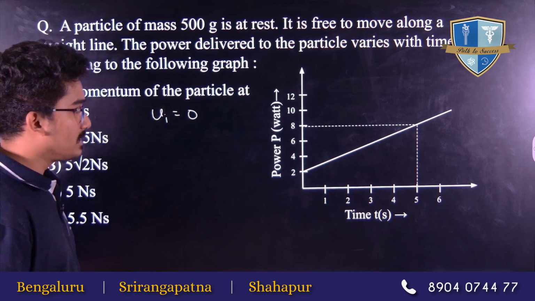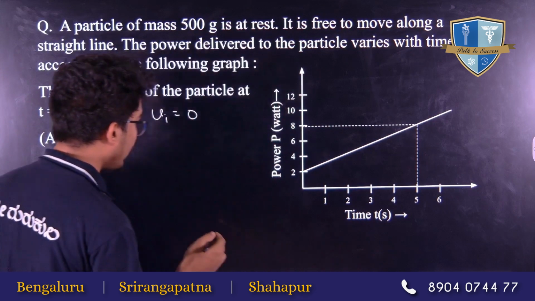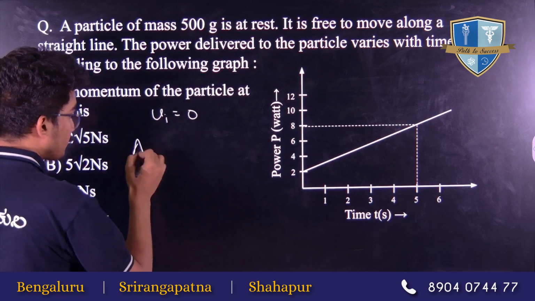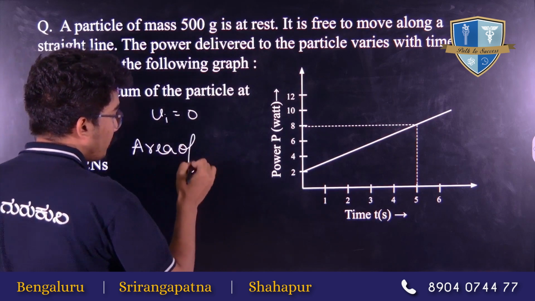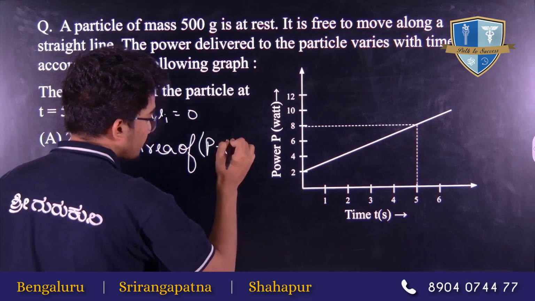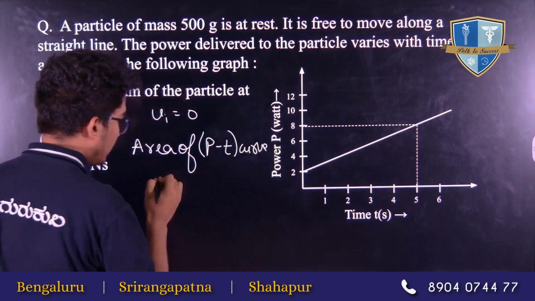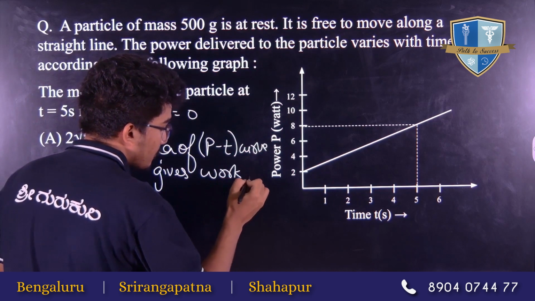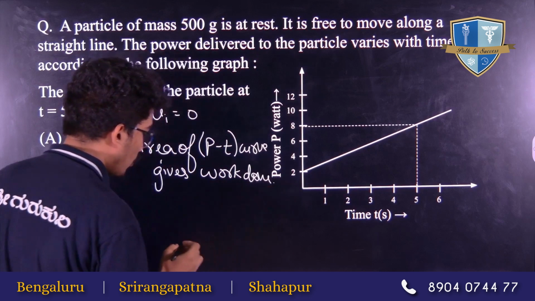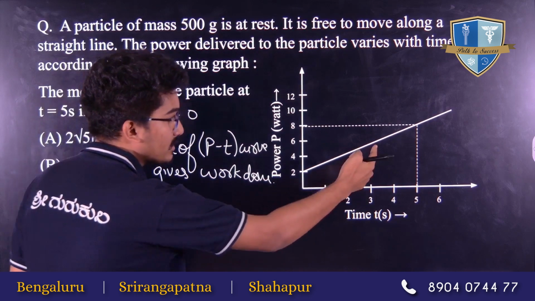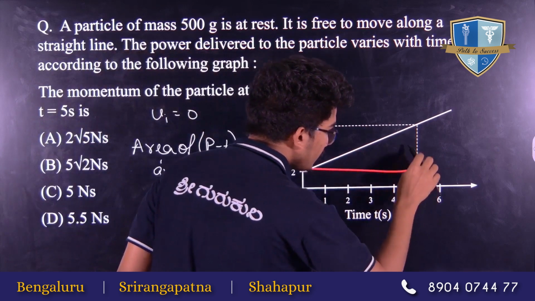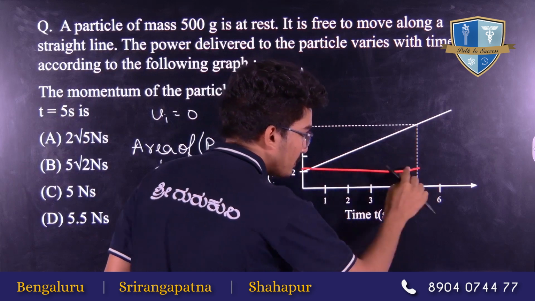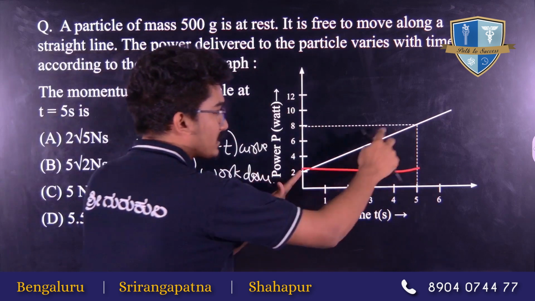Now, since we have a power and time graph, we know that the area of the power-time curve gives work done. Correct? So overall work done will be equal to the area under this curve, meaning the area of this triangle plus the area of this rectangle. What will be the area of this triangle?